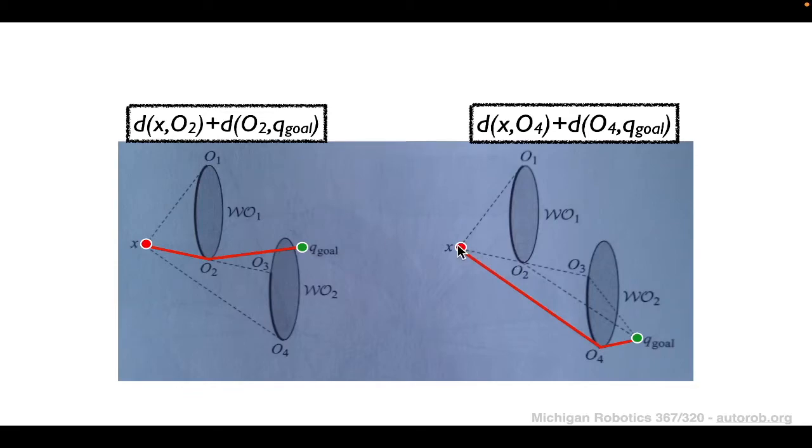Conversely, when it considers whether or not it should move instead towards the obstacle extent O4, it can calculate the distance from its current configuration to O4 plus the distance from the configuration O4 to the goal, which is this shorter segment. Based on comparing these, it can decide which obstacle extent it should move towards, under the assumption that it can't directly see a straight line path to the goal.